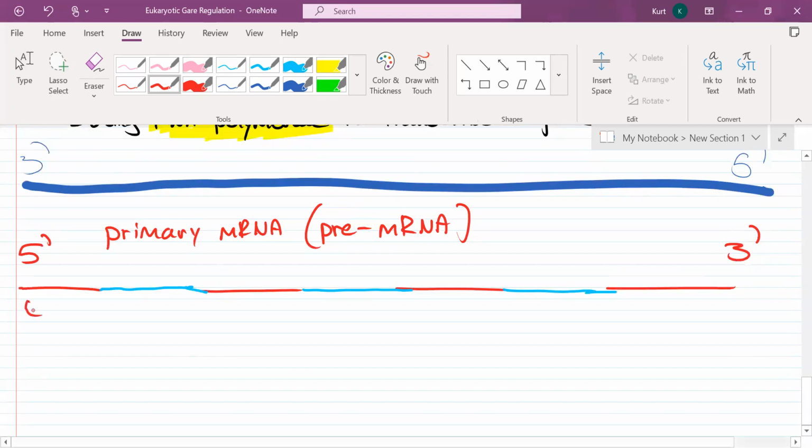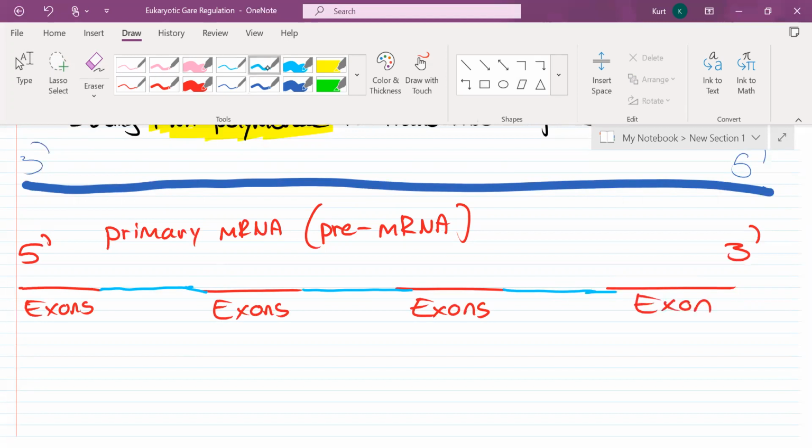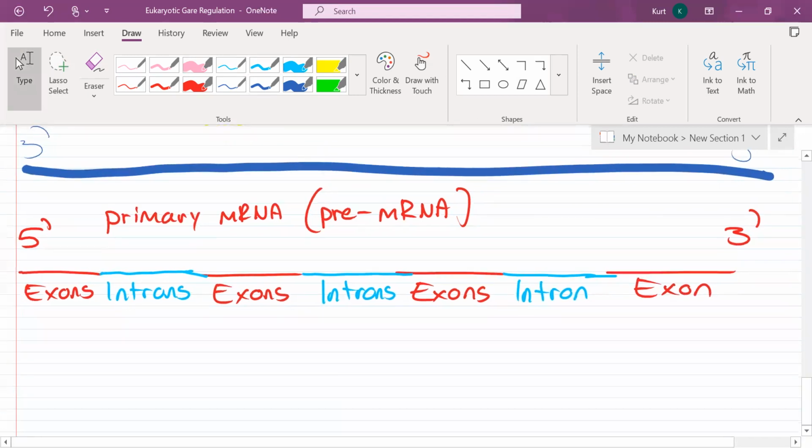Now, the red parts are called exons. For those of you that may have been doing your mastering, you may have seen these terms and you're like, well, how come we haven't learned these yet? Because we're doing them today. The red parts are exons. The blue parts are known as introns. From this point forward, I'm just going to put I and E to save a little time. So they're typically sequential. Exon, intron, exon, intron, exon, intron, exon. And that's it for transcriptional control.